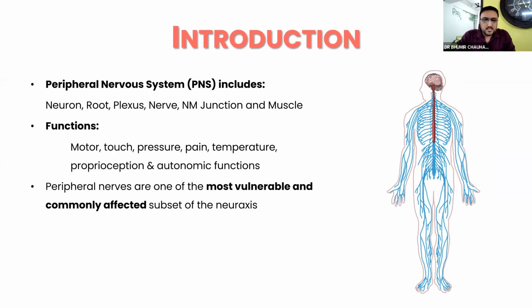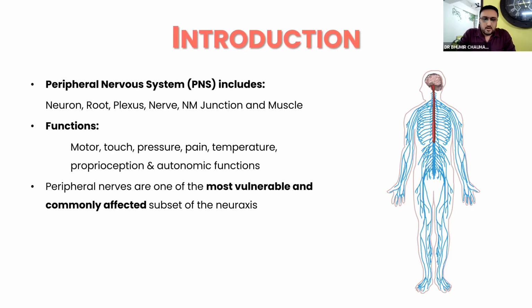So starting from the cell body, the neuron, till the muscle, this entire pathway is called the peripheral nervous system, or in other words, the lower motor neuron pathway. The main functions of these structures are motor function, that is muscle movement, touch, pressure, pain, temperature, proprioception or joint position, and autonomic functions. So these are the primary functions governed by these modalities.